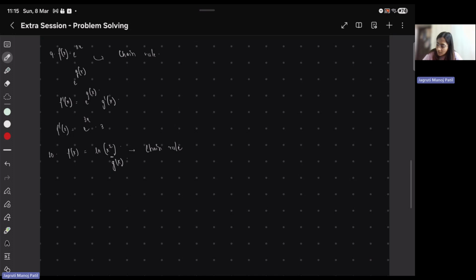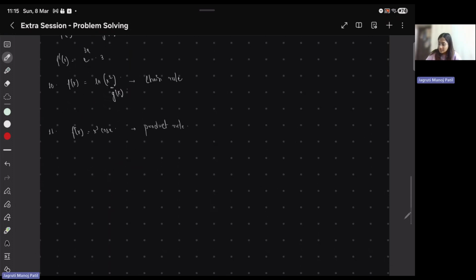Okay, then you can try for this one as well. So f of x as x cube cos x. Same. So here you'll apply product rule. Okay, so that's it for differentiation. Let's just see now on integration.